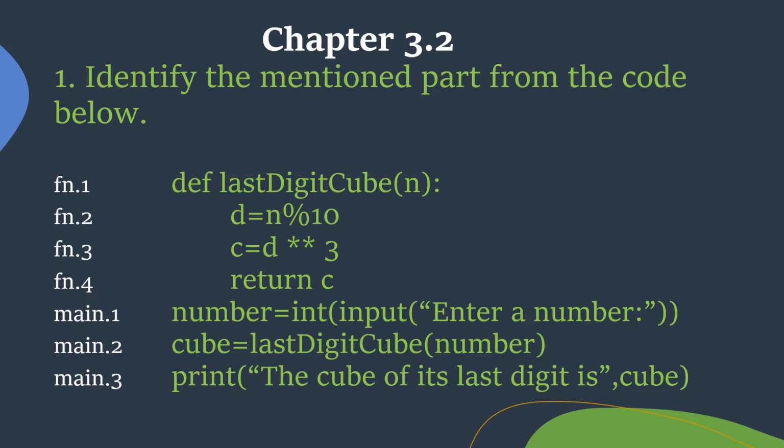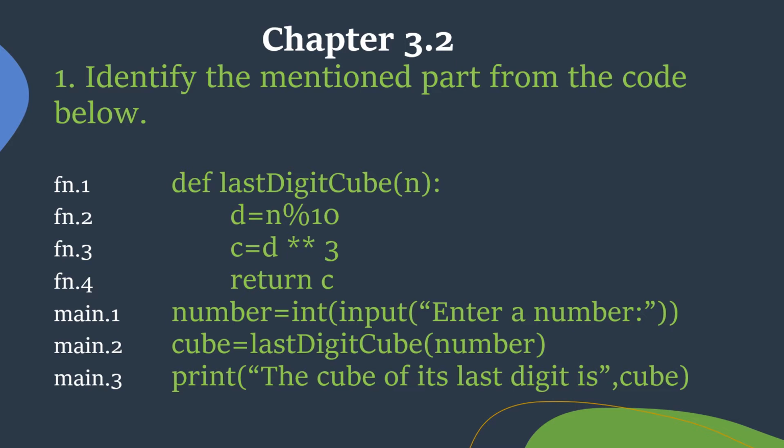number is one variable which is storing a number entered by the user, and cube is another variable which is storing the value which is returned by the function last_digit_cube. That means the last_digit_cube function is called over here with number as its argument, and the result is stored in a variable called cube, and it is just printing that value. So it is basically finding the cube of the last digit of the number.